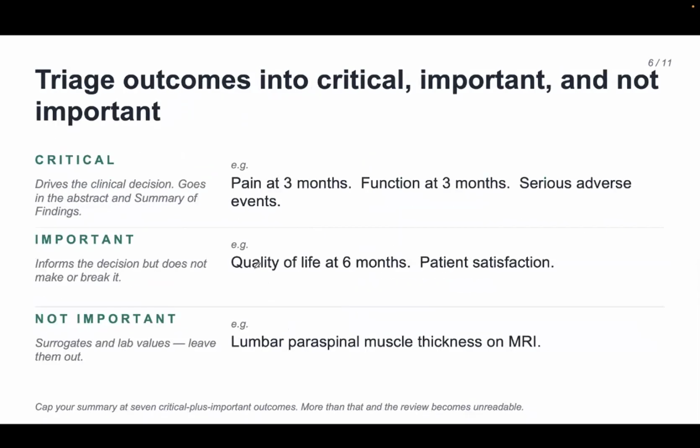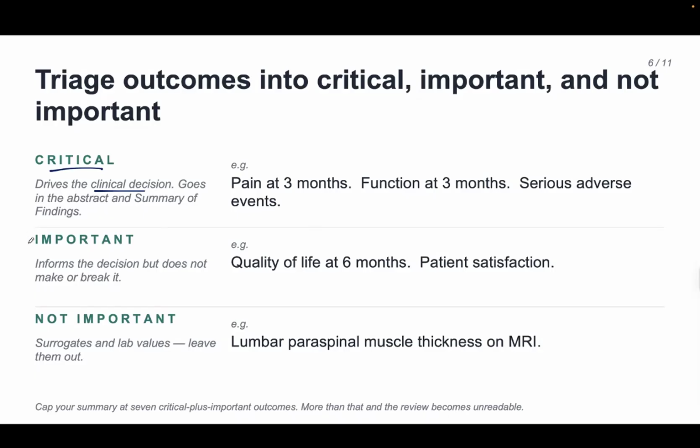Once we have a full list of relevant outcomes, we need to prioritize them. The framework that I have shared here divides outcomes into three tiers, and that's how I keep them clear in my head. Number one, the critical outcomes, and these are the ones that would actually drive a clinical decision. For our yoga review, pain at 3 months could be critical, function could be critical, serious adverse events could be critical. These are the outcomes that go in our abstract, that go in our summary of findings table, and that become a part of our main conclusions.